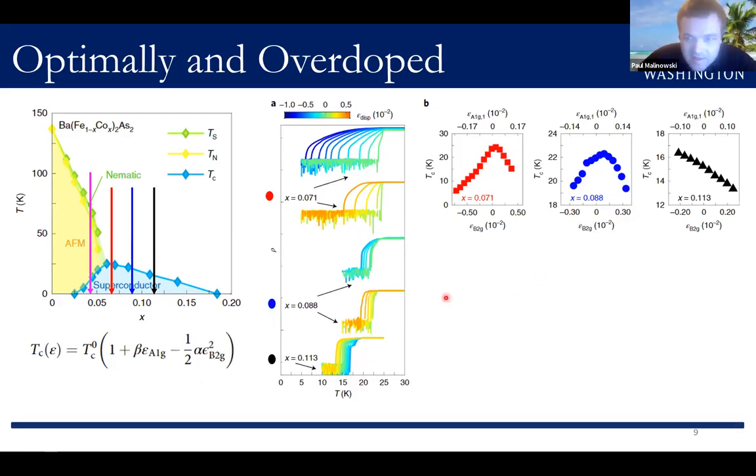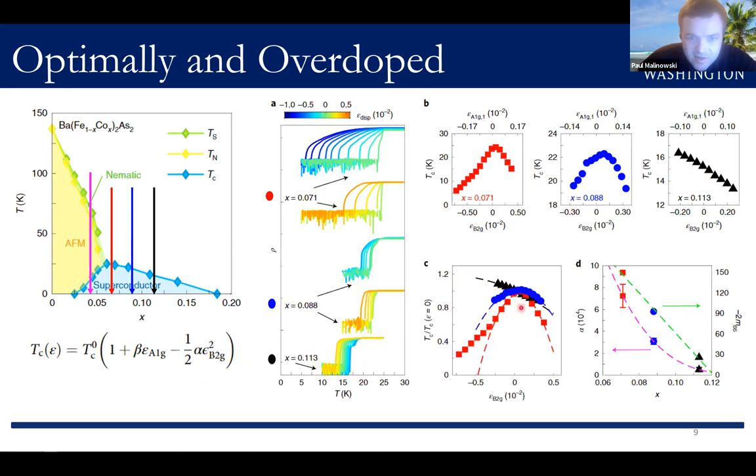And we can quantify this by normalizing by the zero strain value, fitting a second order polynomial and extracting the coefficient alpha, parametrizing the sensitivity. And we can plot that as a function of doping. And what you see here is that alpha is quite large at optimal doping, approaching values of 100,000, and indeed shows a strikingly strong compositional dependence.